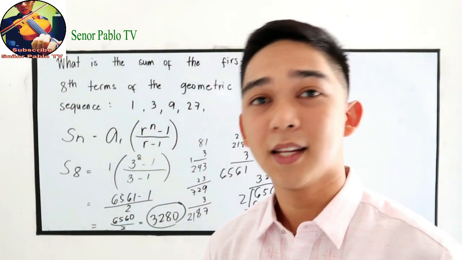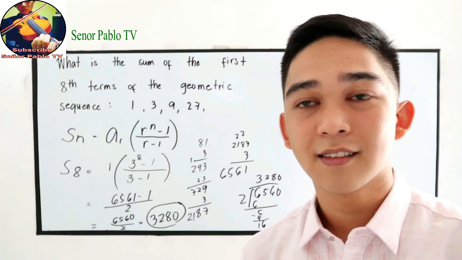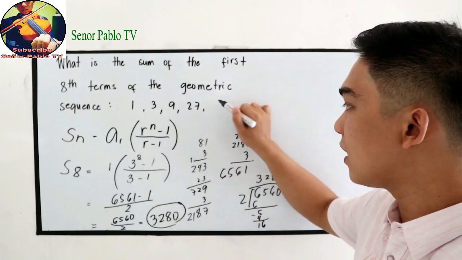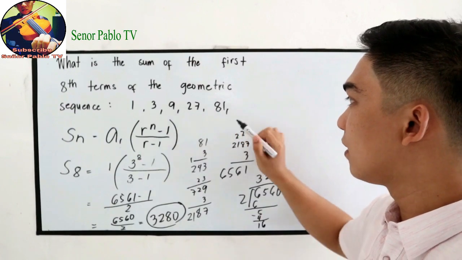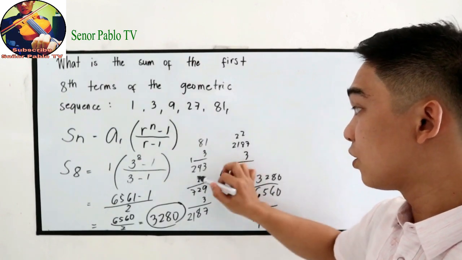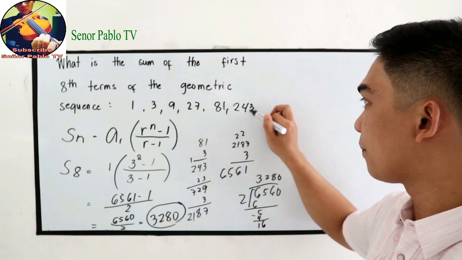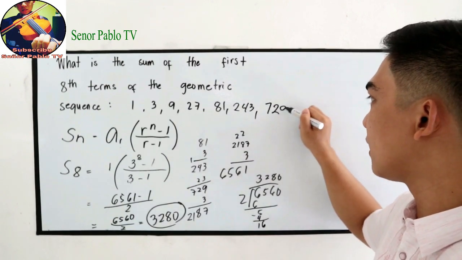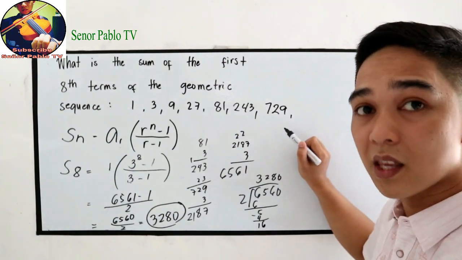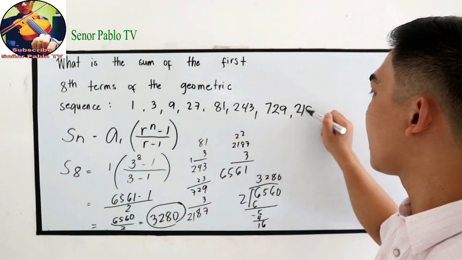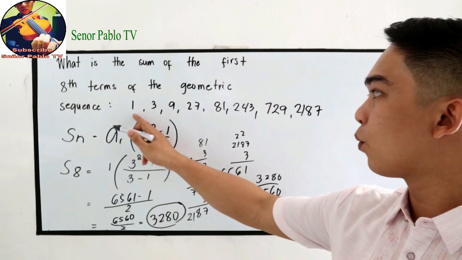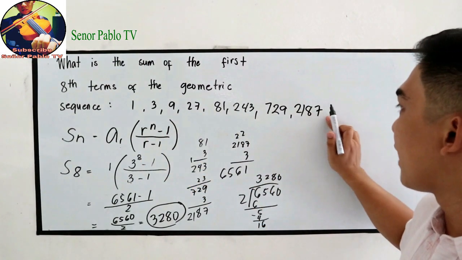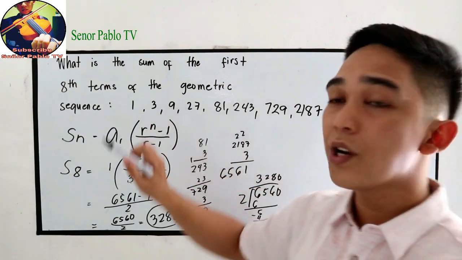O, pwede din naman na manu-manuhin natin. So, ang next term natin dito, 27 times 3, 81. 81 times 3, 243. 243 times 3, 729. 729 times 3, 2187. Ang ilan na yan? 1, 2, 3, 4, 5, 6, 7, 8. 8 na yan. Kunin natin yung sum niya.